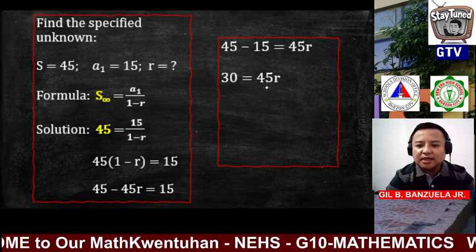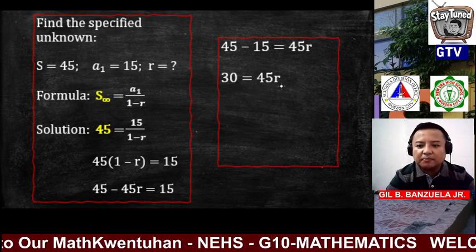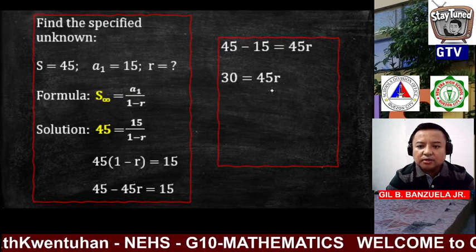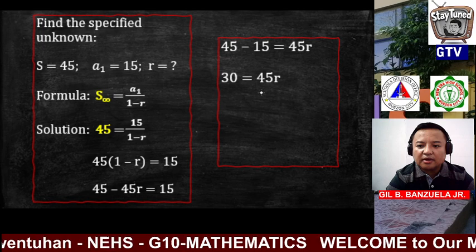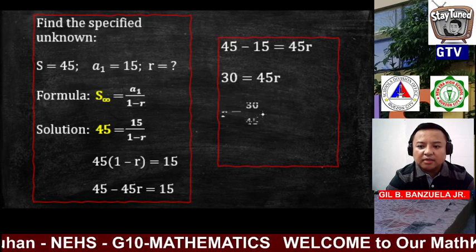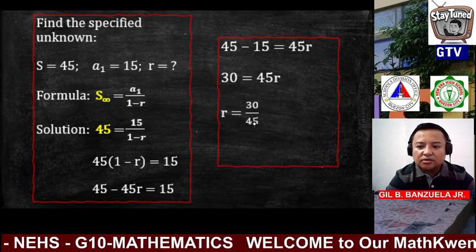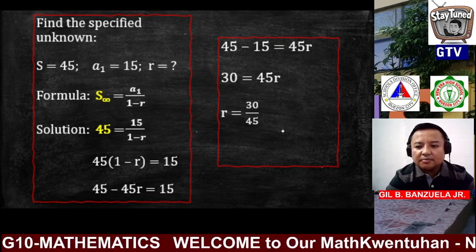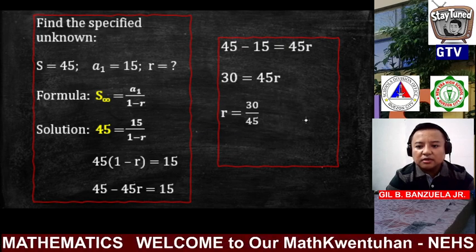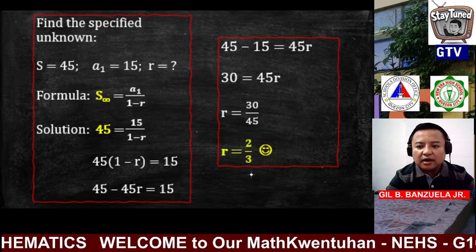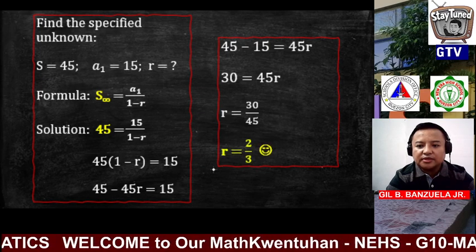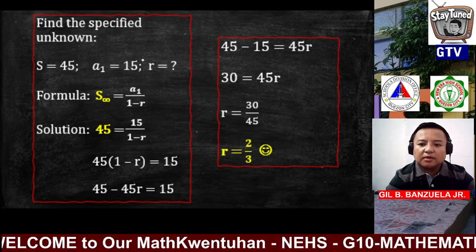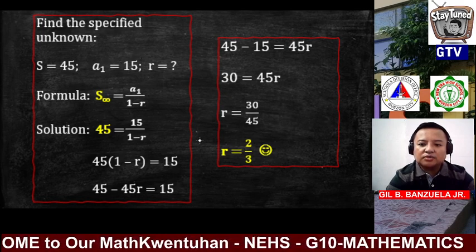Now, last two steps, guys. So we have to eliminate 45 beside r. So let's isolate that by a division property. So let's divide the entire equation by 45. Then we will arrive at r equals 30 over 45. And simplifying this fraction, we will arrive at r equals 2/3. So therefore, we can say, in this particular problem, our common ratio is 2/3.